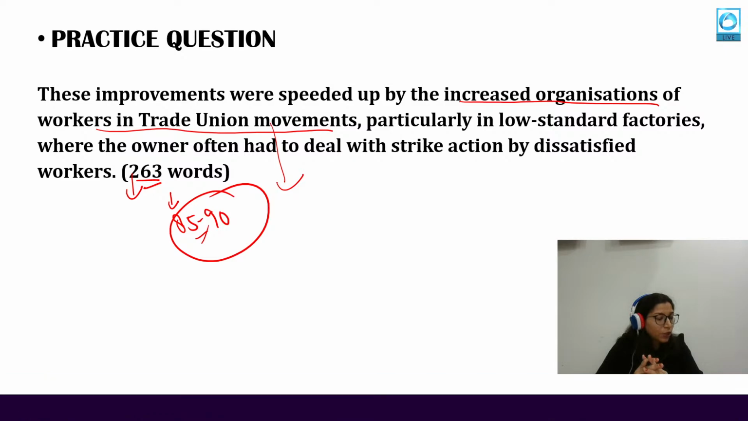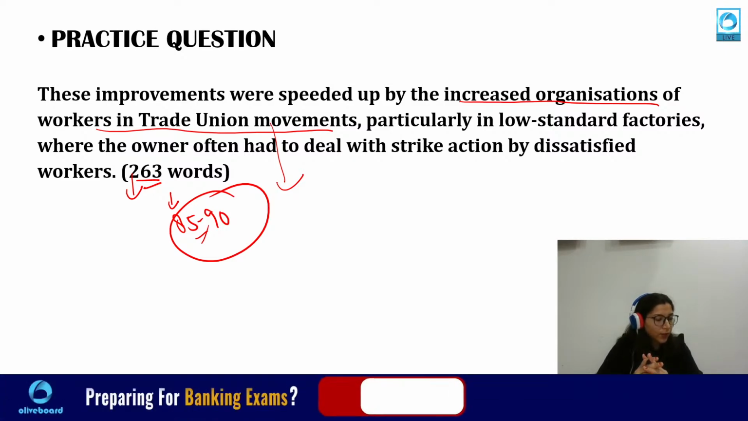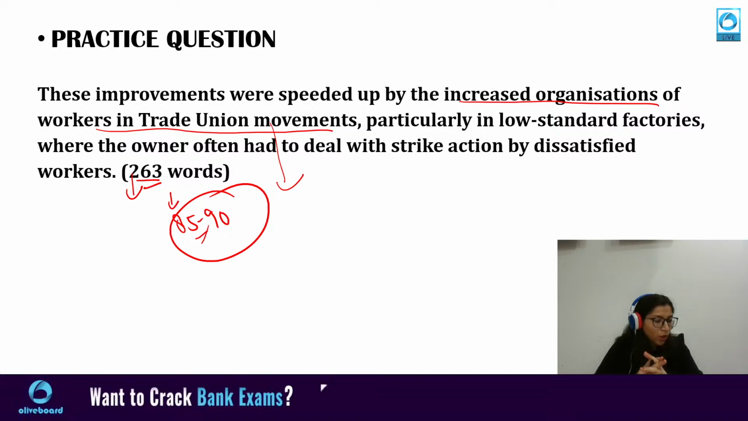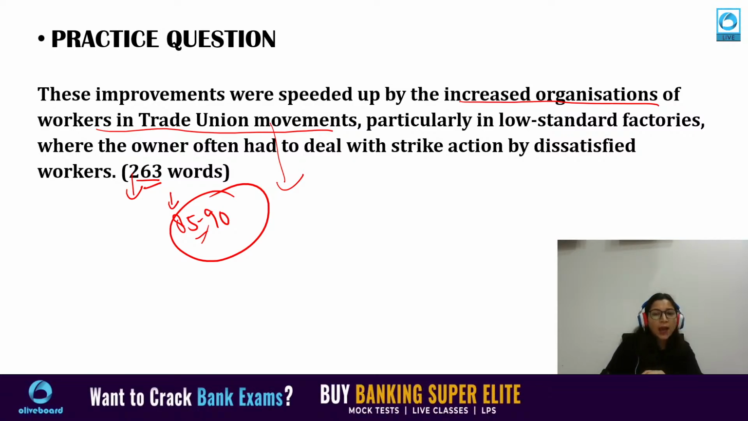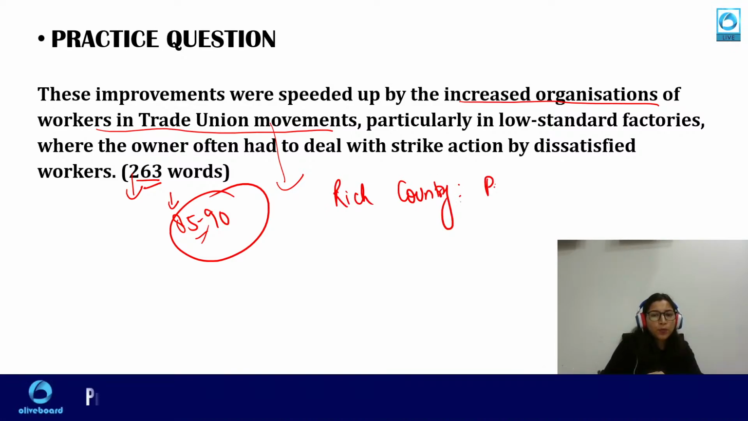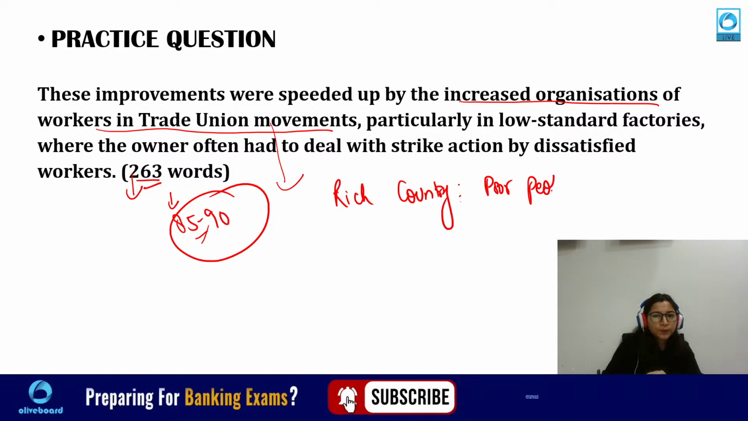Not 70-20. That will be too low. 70 would be when your passage was 210 words. Rich country, poor people, no. Evolution of workers also no. Are we talking about rich country and poor people? Not at all.